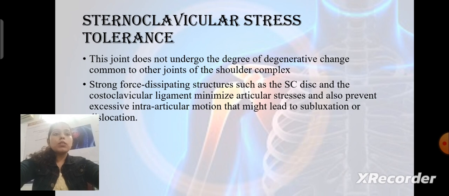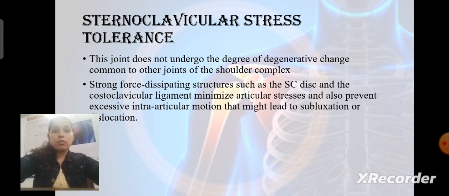So overall, the sternoclavicular joint stress is very low because of the presence of the sternoclavicular disc and the costoclavicular ligament. Both minimize the articular stress on the sternoclavicular joint and also prevent subluxation and dislocation of this joint.